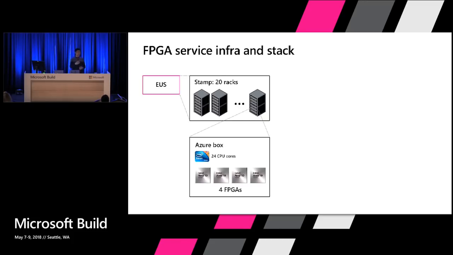From an infrastructure perspective, just to give you a quick overview, our first region is East US. So East US is what we're offering with the launch. If you were to deploy a model today, it would be in East US. Each of these stamps has 20 racks. Each of these racks has a lot of boxes, and each of these boxes has 4 FPGAs.